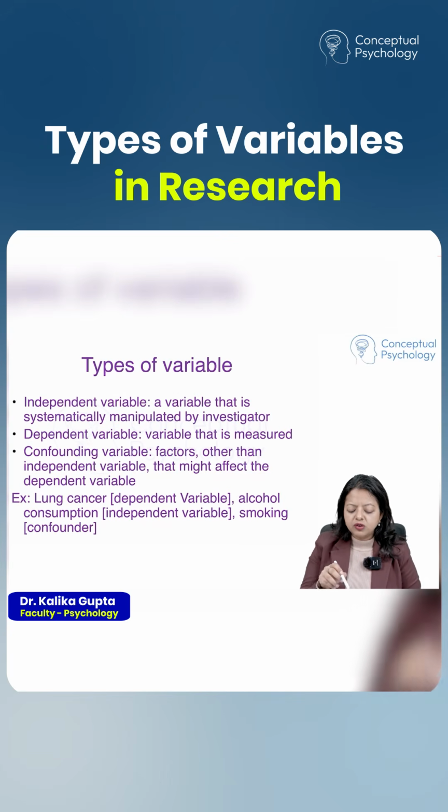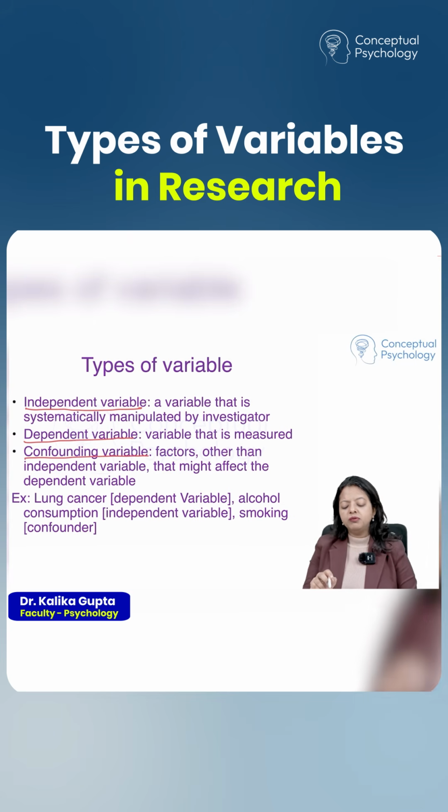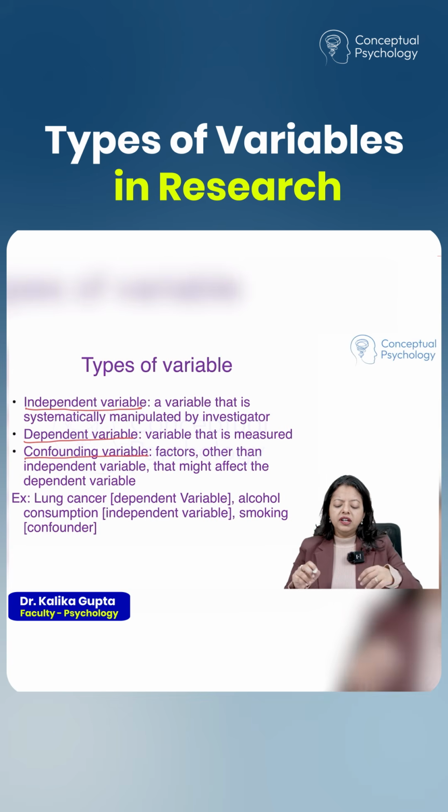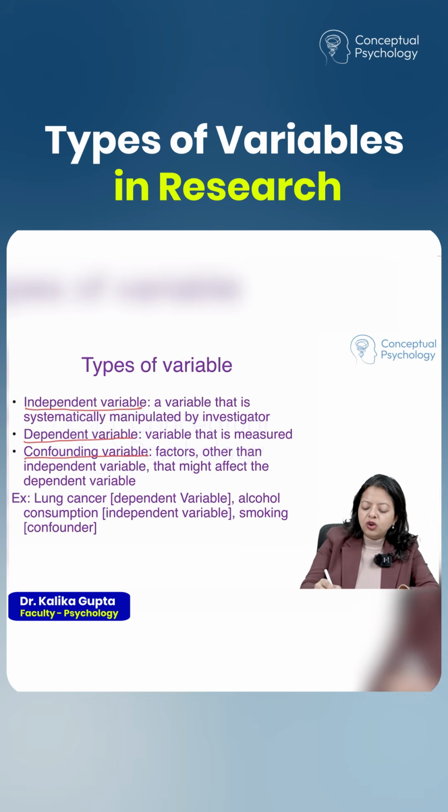Types of variables. So here we have independent variable, dependent variable and confounding variable. Very important. An independent variable is a variable that is systematically manipulated by the investigator. Let me explain it with an example of colonic cancer.